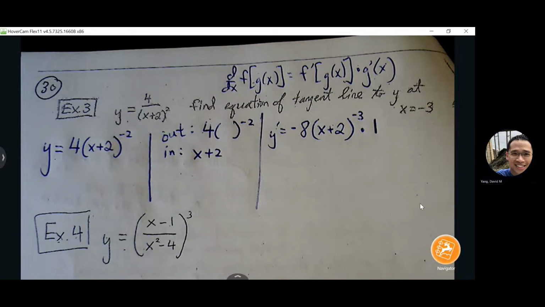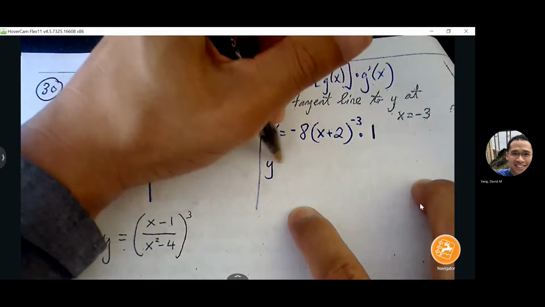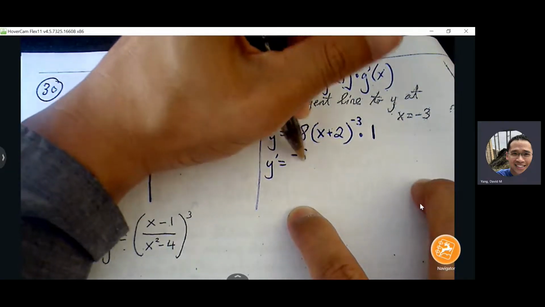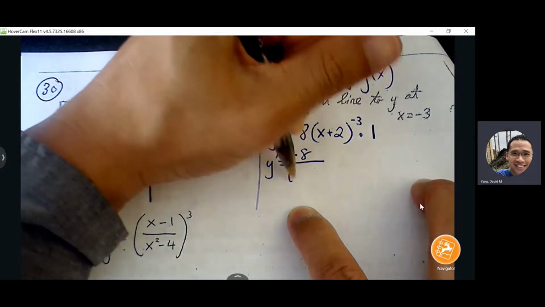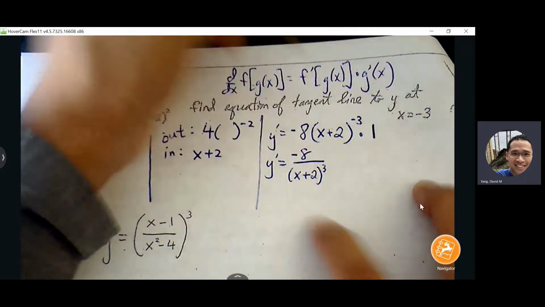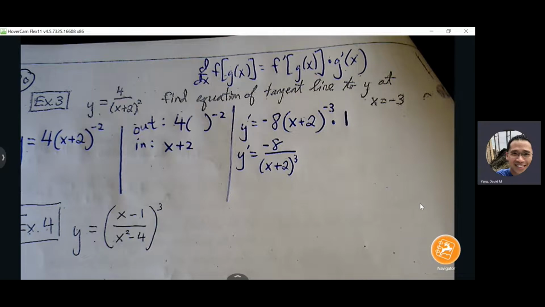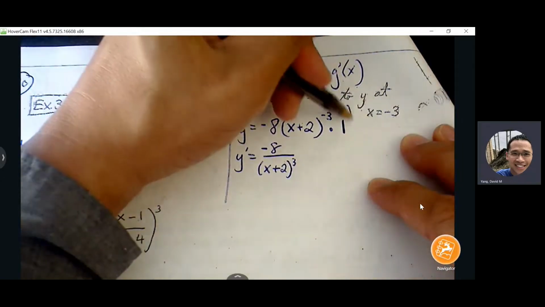Are we good? Okay, let's do a little bit of cleanup. Y prime. The -8 stays up top, but I can move the parentheses down because I see that negative exponent. It's just easier to work with positive exponents. Okay, we have our function, we have our derivative. We should be able to start gathering information. Okay, so tangent line equation. What information do I need?